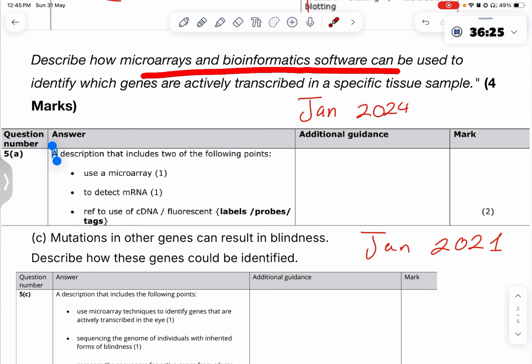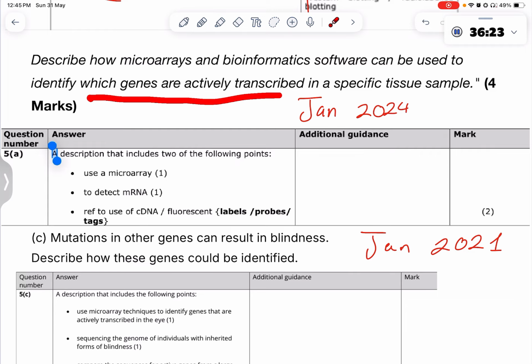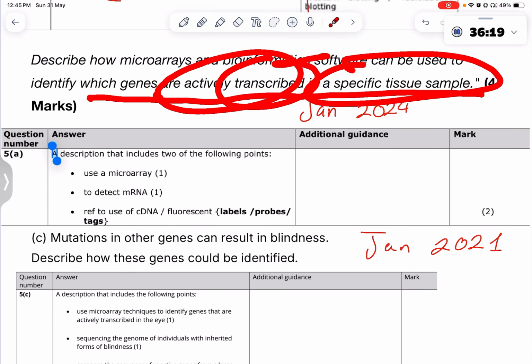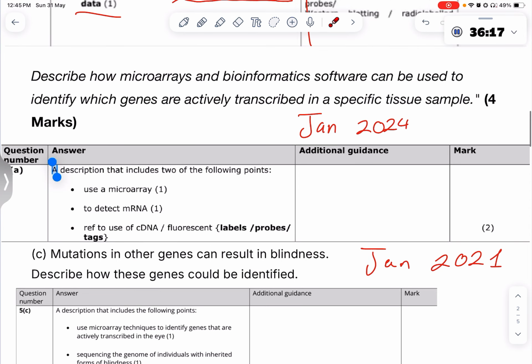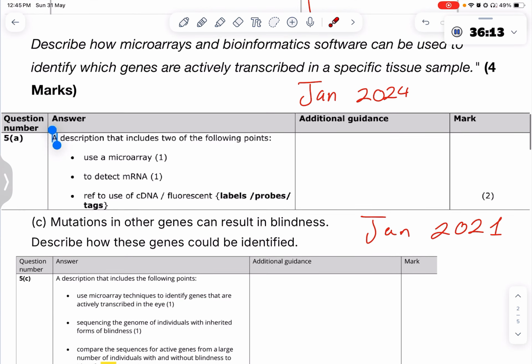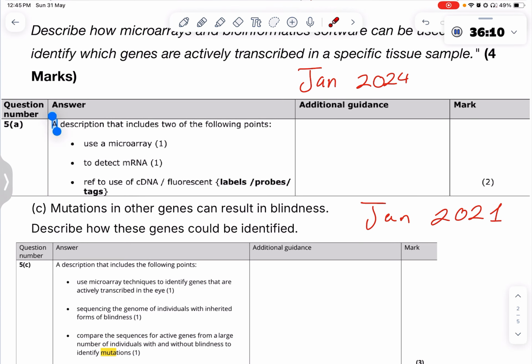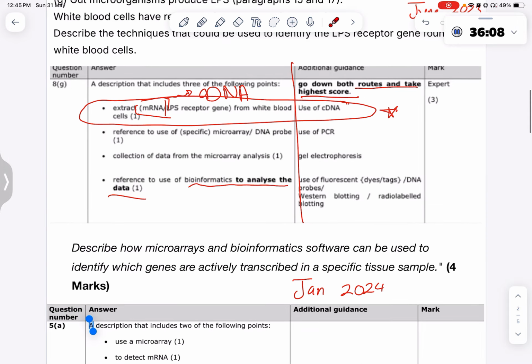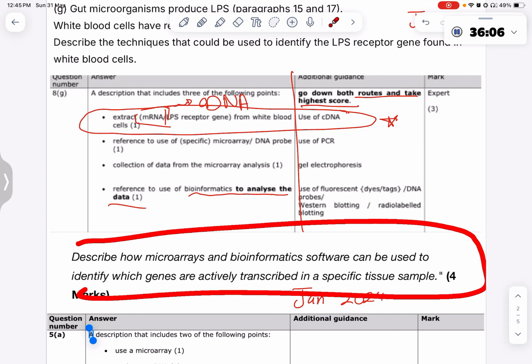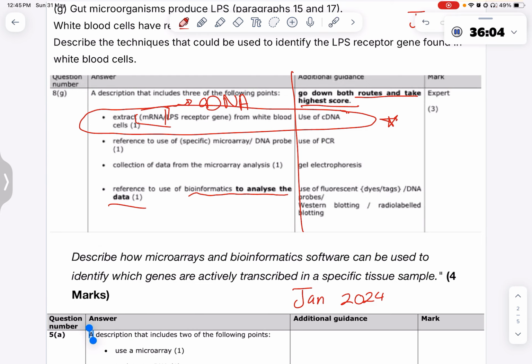How microarrays and bioinformatics software can be used to identify genes that are actively transcribed in a specific tissue sample. This was so easy. Yeah, this is the question itself. It just went down, but it's actually this one. Its answer is this one. This is the prompt of the article question.